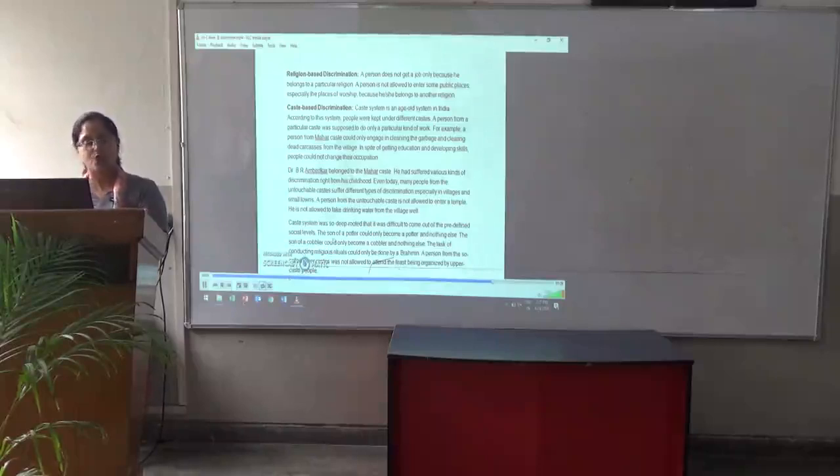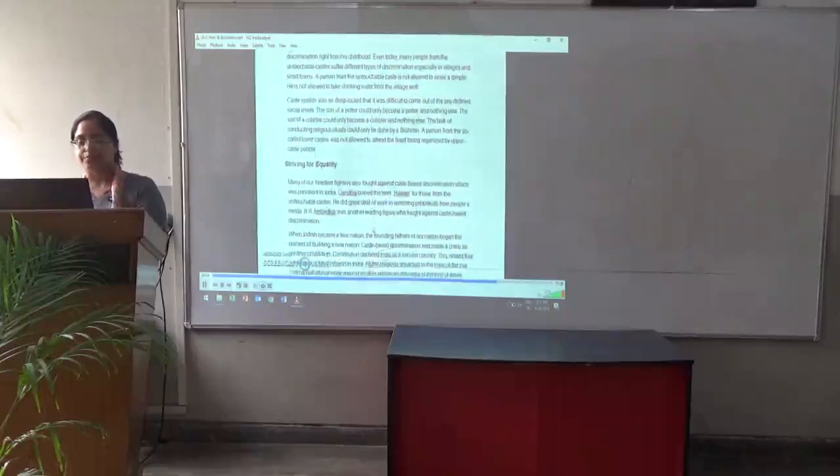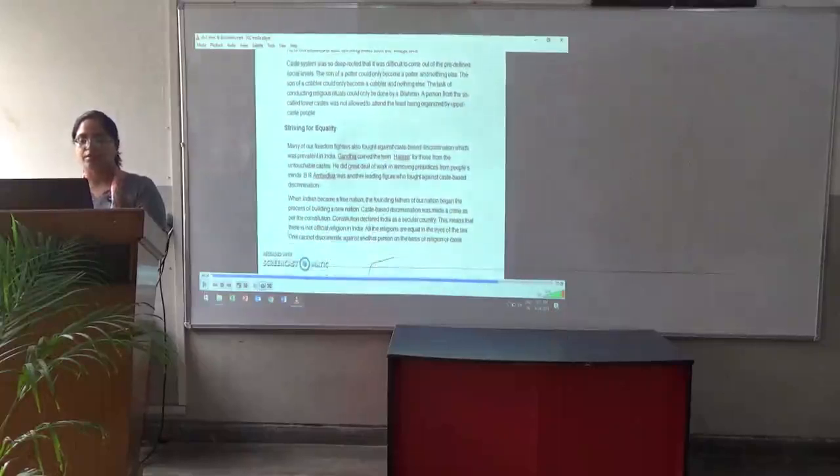The caste system was so deep-rooted that it was difficult to come out of the predefined social levels. The son of a potter could only become a potter and nothing else. The son of a cobbler could only become a cobbler and nothing else. The task of conducting religious rituals could only be done by a Brahmin.